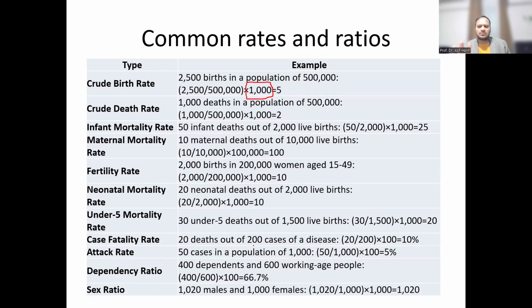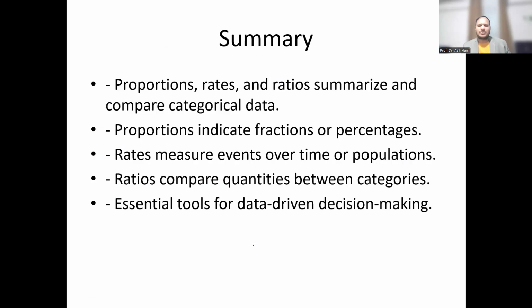You can see these examples, and your upcoming quiz will be based on these slides, like the types of categorical data and these rates and ratios. So here is the summary. Proportions, rates and ratios summarize and compare categorical data. Proportion indicates a fraction or percentage. Rates measure events over time or population. Ratios compare quantities between categories, and are an essential tool for data-driven decision making.